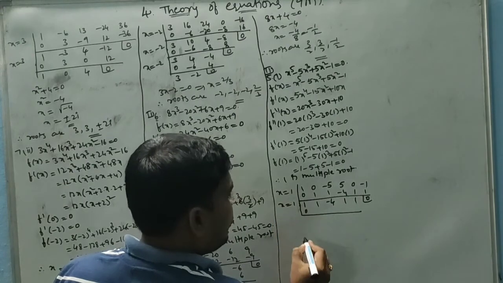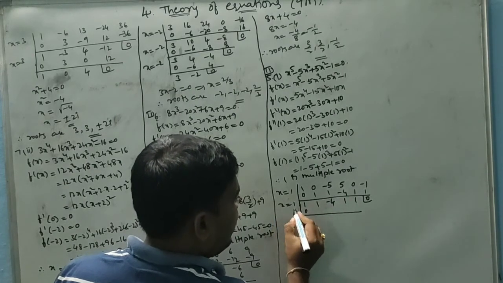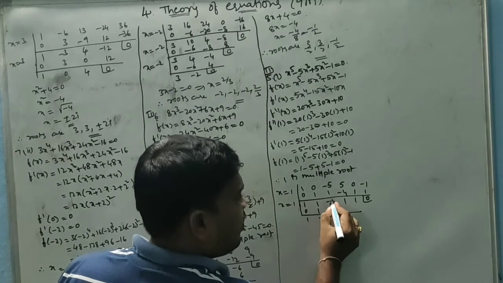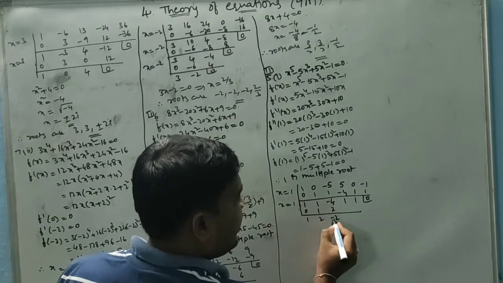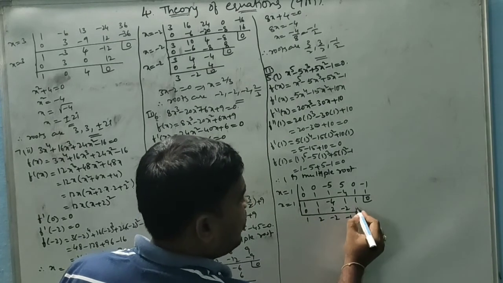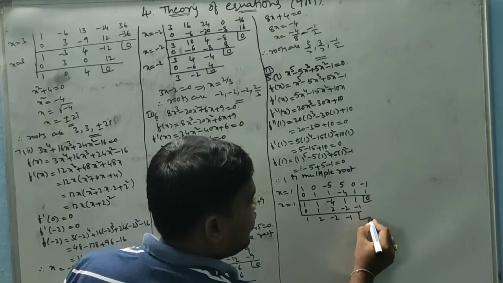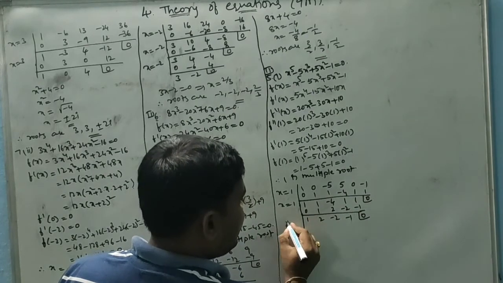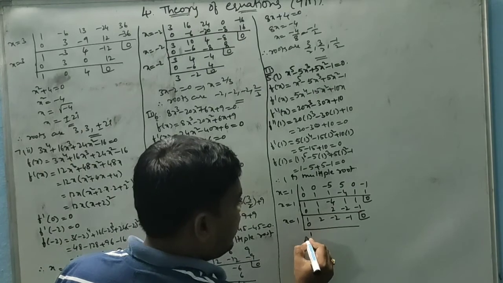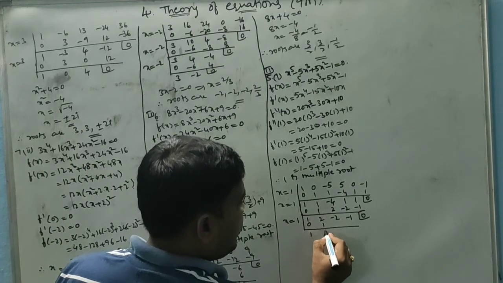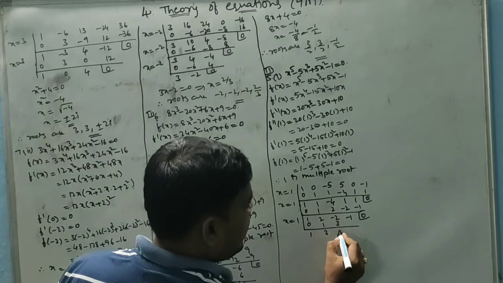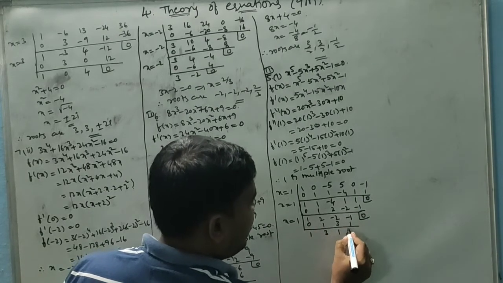Again x = 1: 1 plus 0 is 1, 1 into 1 is 1, 1 plus 1 is 2, 1 into 2 is 2, −4 plus 2 is −2, 1 into −2 is −2, 1 minus 2 is −1, 1 into −1 is −1, 1 minus 1 is 0. Again x = 1: 1 plus 0 is 1, 1 into 1 is 1, 2 plus 1 is 3, 1 into 3 is 3, −3 minus 2 plus 3 is 1, 1 into 1 is 1, remainder 0.